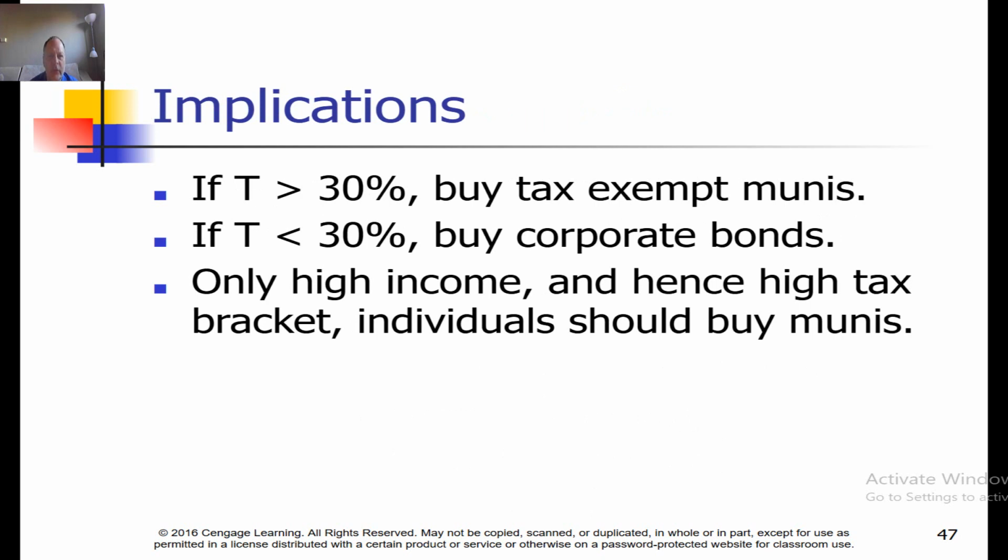Again, the implications of this are if you have a high income and a tax rate above 30%, you buy tax-exempt municipals. If you have a lower income, you buy corporate bonds.